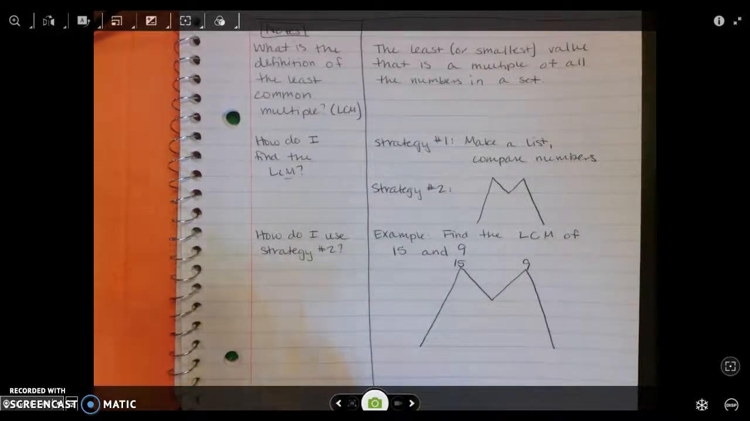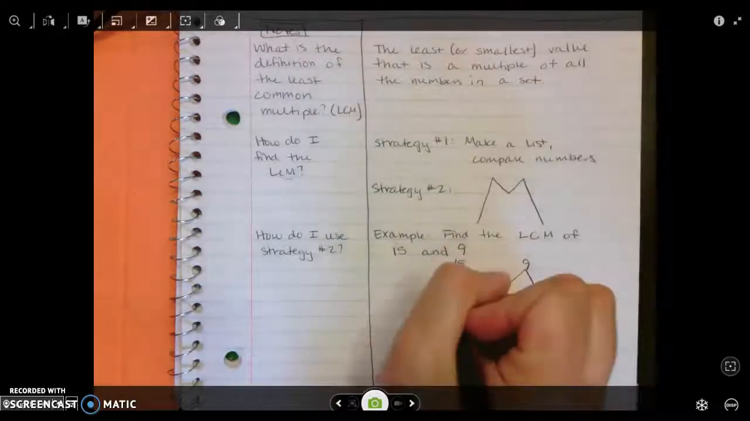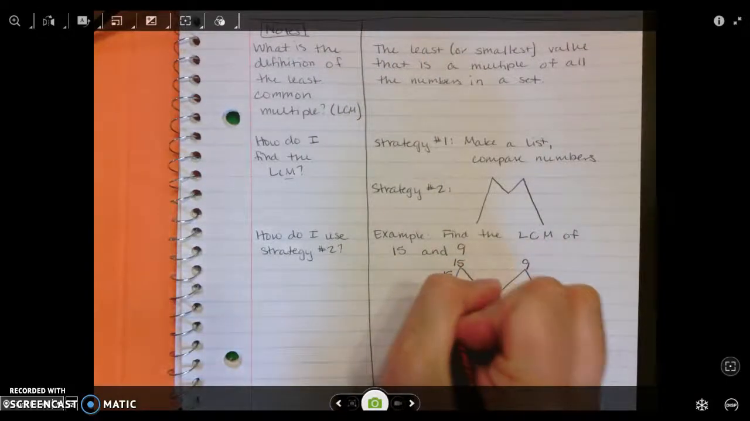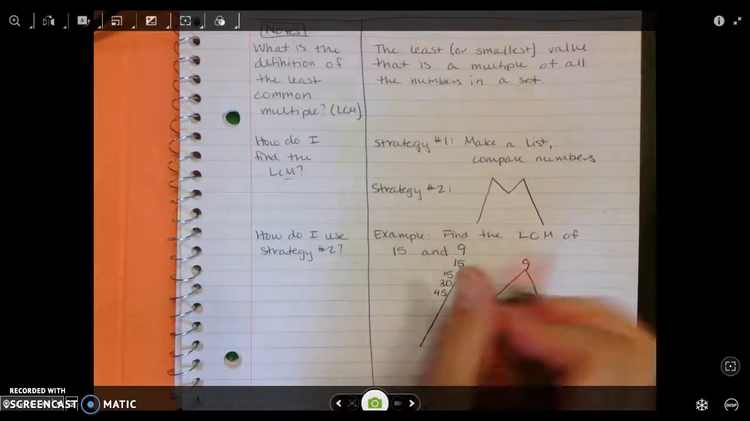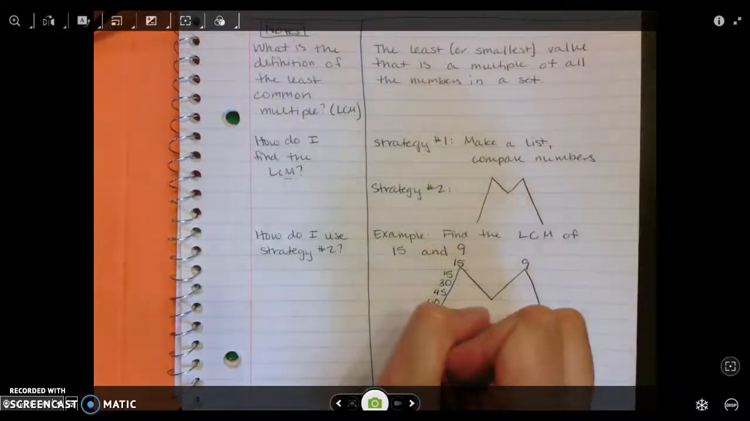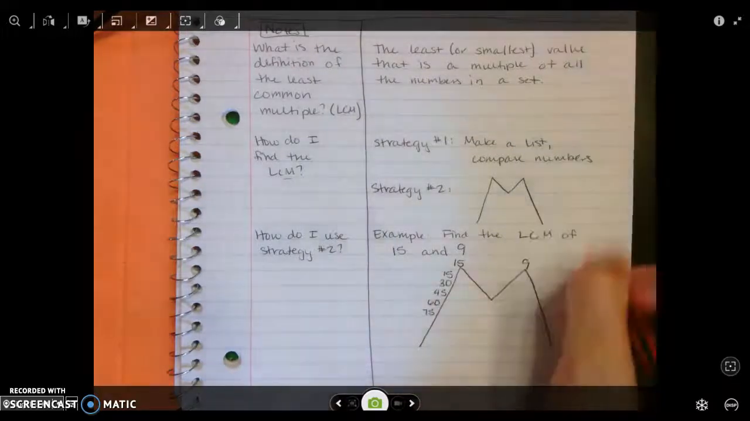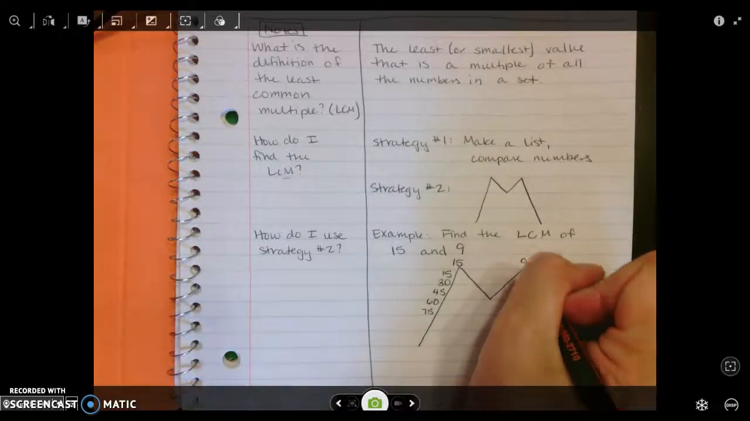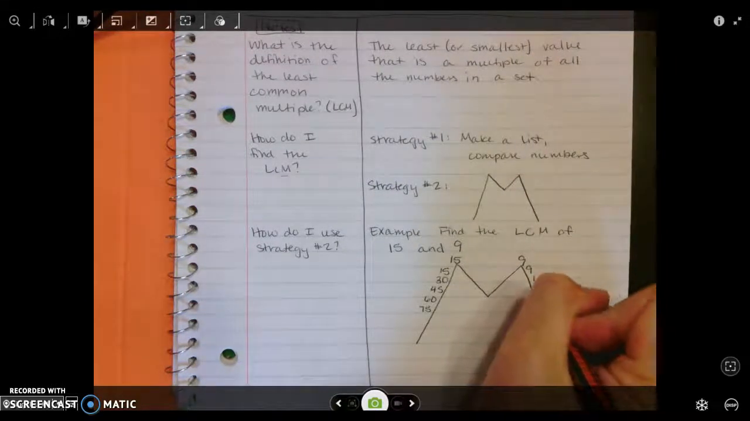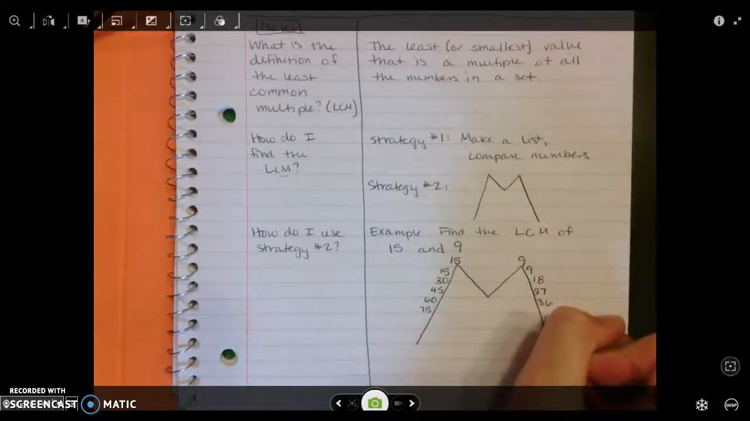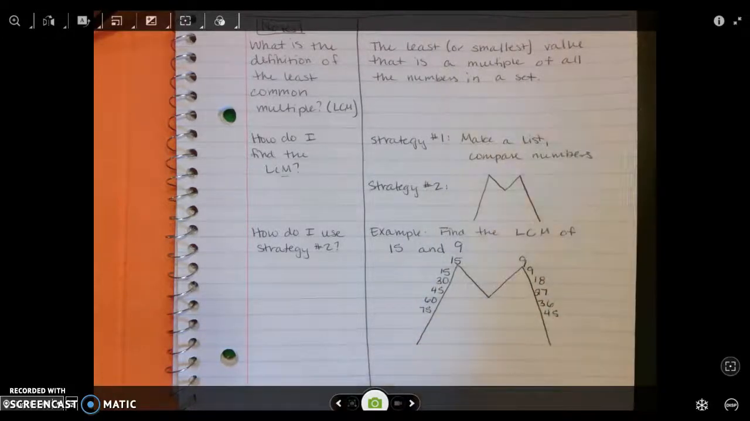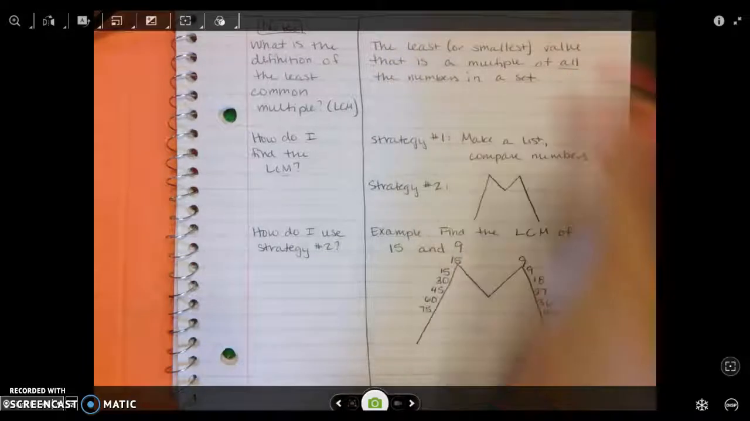Now 15s, I can skip count, or if you want to use a calculator, you can, or if you have a multiplication chart in front of you, you can use that too. So I'm going to use 15 times 1, 15 times 2, 15 times 3, 15 times 4, 15 times 5. So I'm going to stop there and see how that goes. How about for 9? Let's see. I have 9 times 1, times 2, times 3, times 4, times 5.